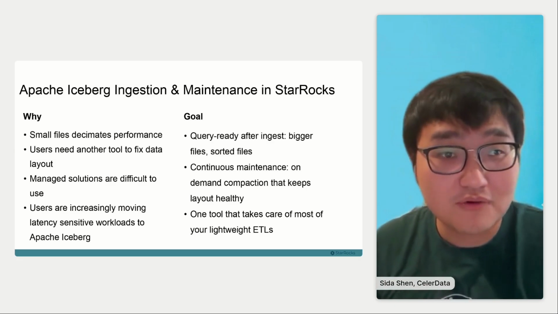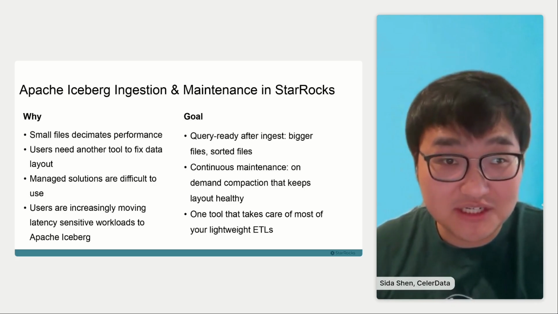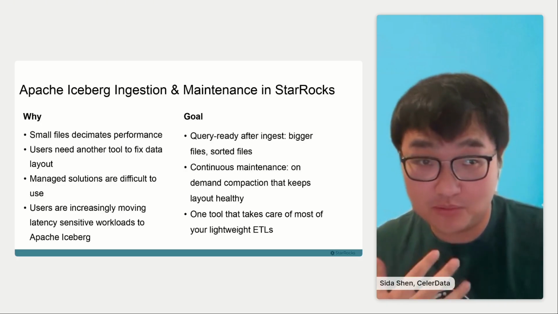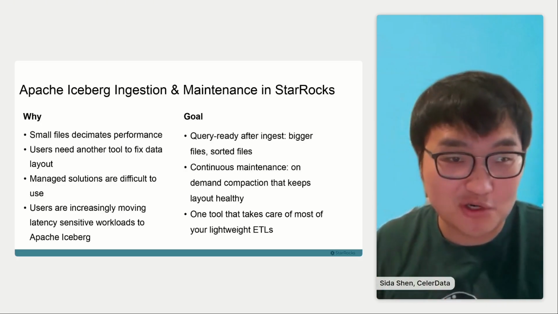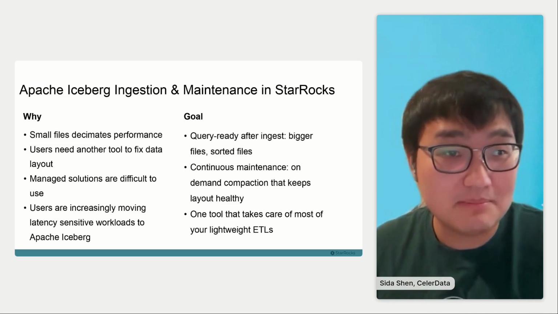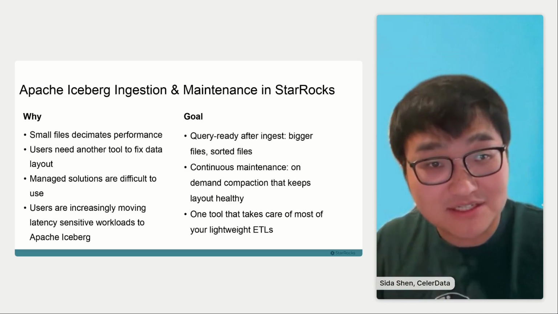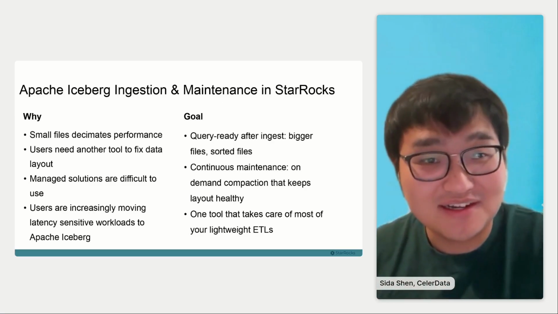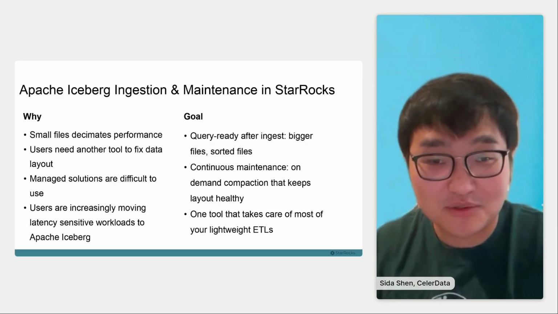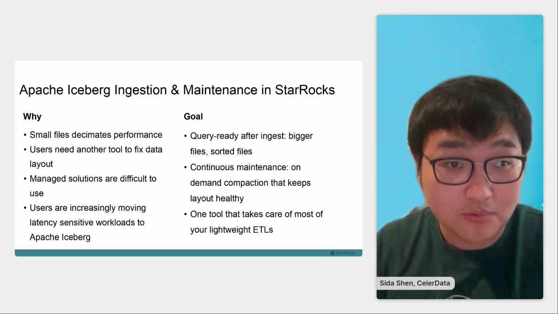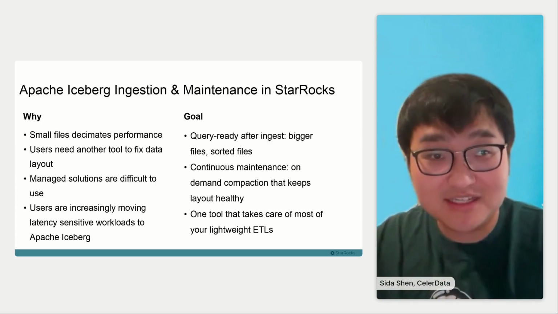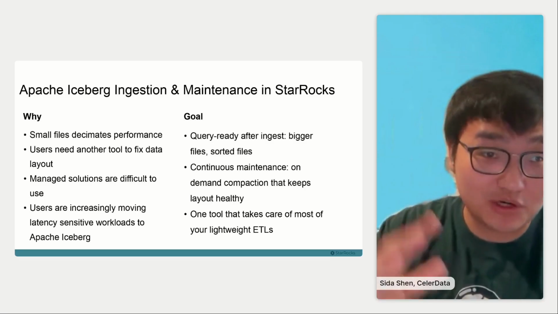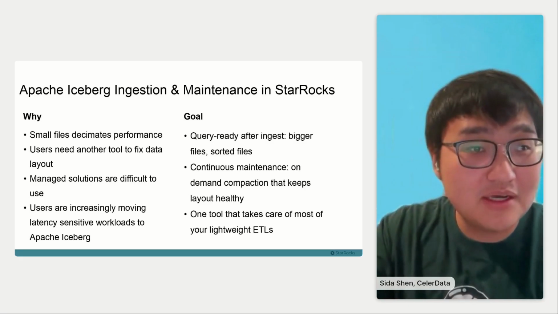So the goal for StarRocks here is to take over the ingestion pipeline as well, and to generate query ready files right after ingest: bigger files, sorted files, right? And also continuous maintenance, so on demand compaction to keep those files healthy when more ingest comes in, right? So keep it maintained. One tool with StarRocks, query and maintenance, to take care of most of your lightweight ETL and Apache Iceberg maintenance workloads, right?